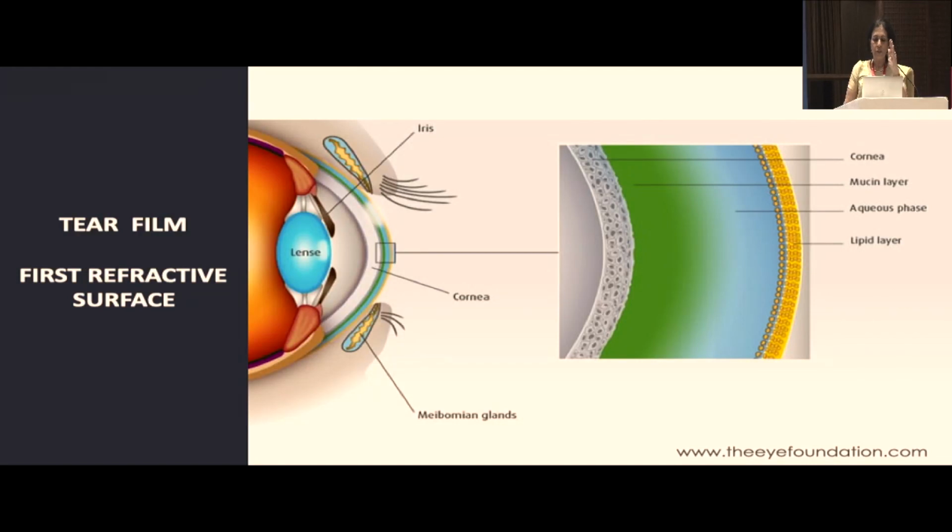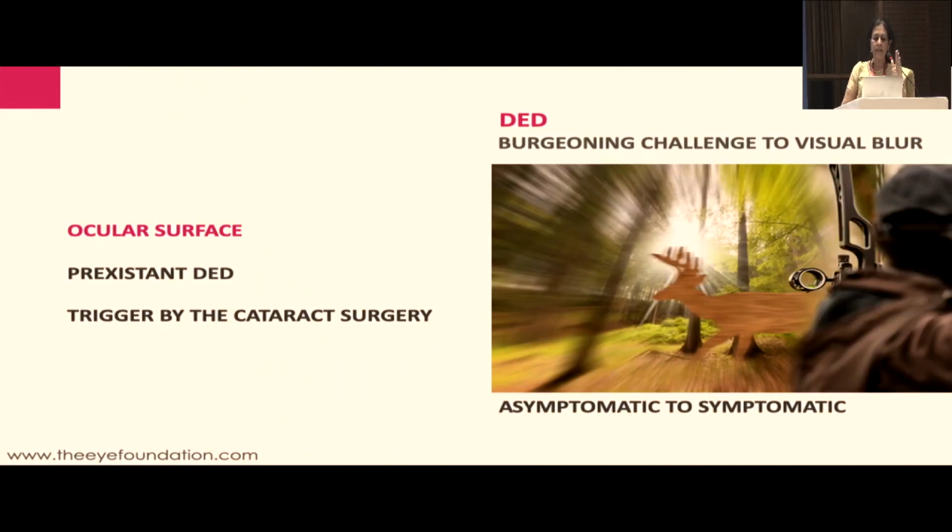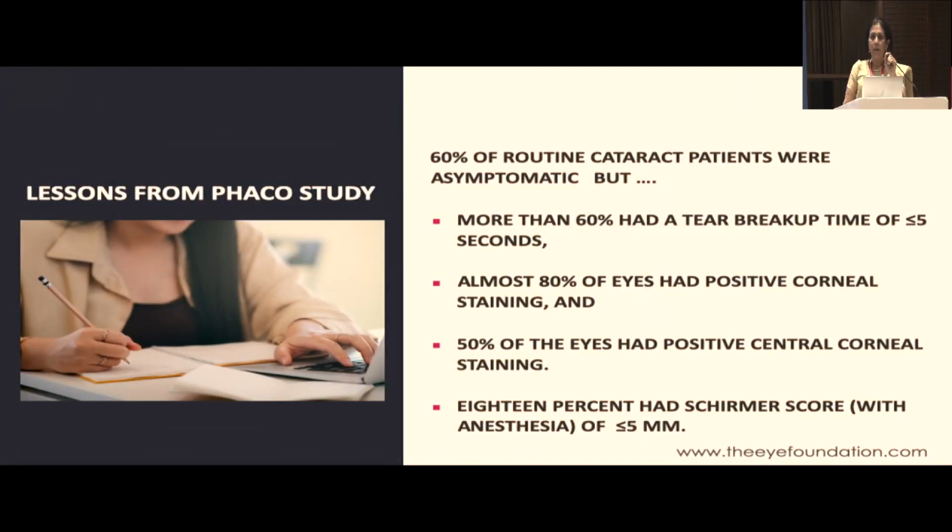The corneal surface, you need to look at the tear film. We all know the tear film has different layers, but the dry eye could be pre-existent and we have missed it in our workup, or it could have been triggered by the cataract surgery itself, because there is some amount of inflammation of goblet cells and meibomian gland dysfunction consequent to the inflammation which can get triggered.